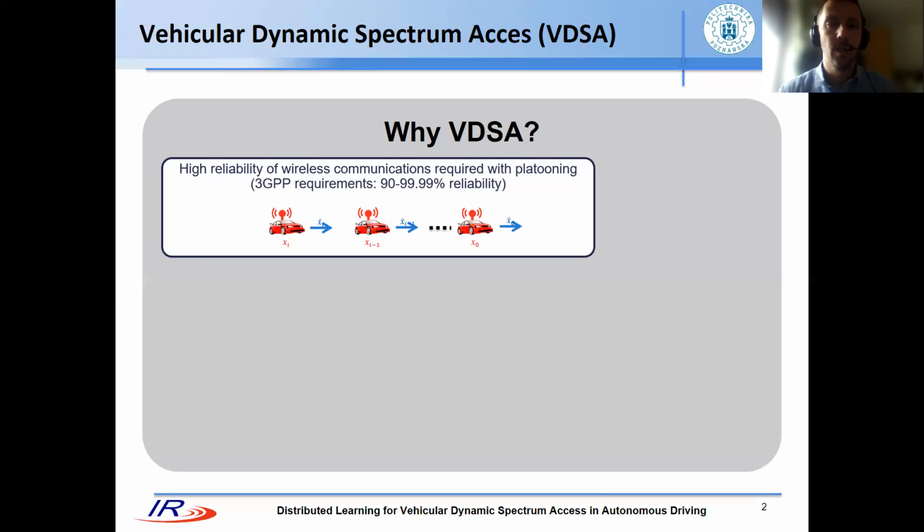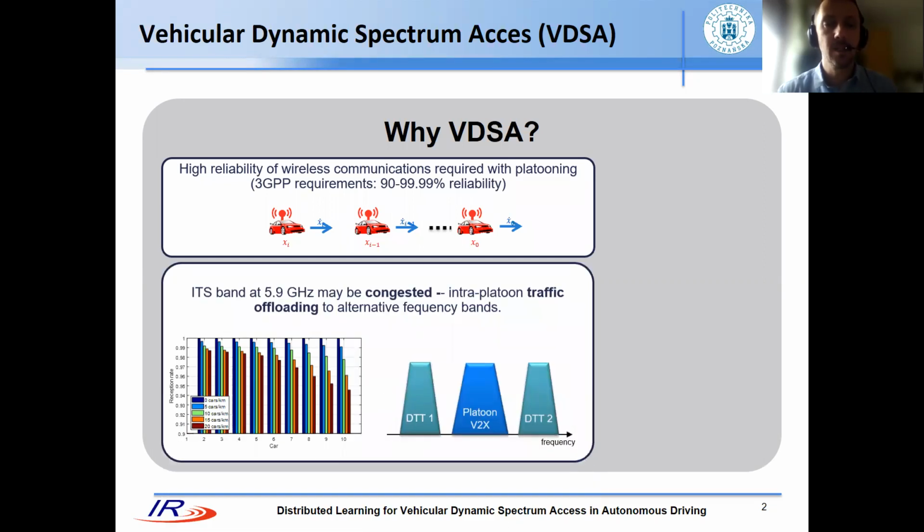First of all, in order to, for example, perform the autonomous platooning application for vehicular communications, V2V communications, we have very high requirements, for example, on the reliability. And the ITS band at 5.9 GHz, which is devoted to V2V communications, is already congested with other services. So we need to offload at least partially the traffic to alternative frequency bands, such as, for example, the TV white spaces, where we can act as a secondary service.